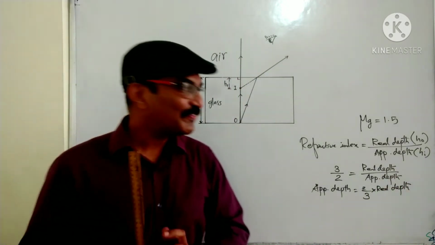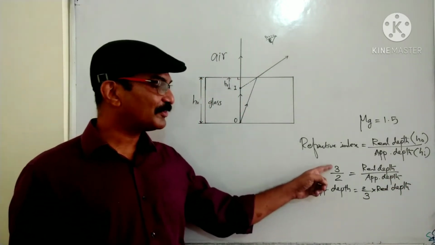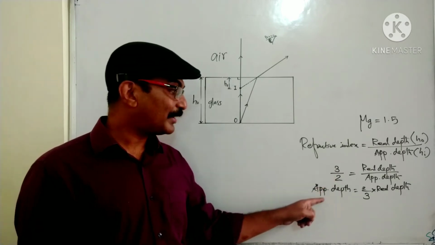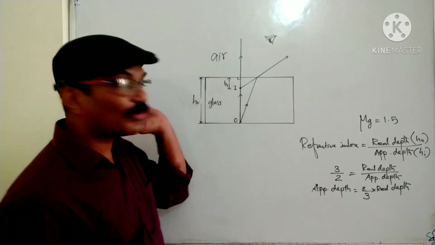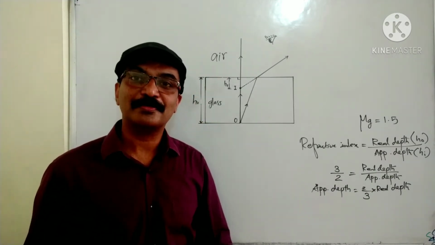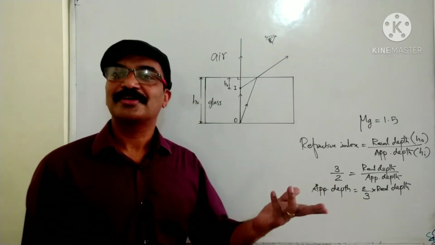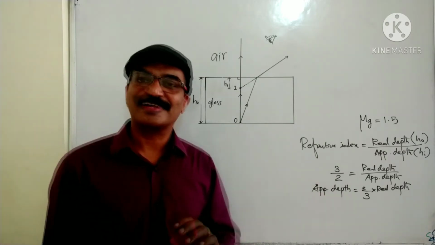That means if the refractive index of denser medium is 3 by 2, apparent depth is 2/3 of real depth. That condition is not satisfied here when I drew the diagram. So that was the error. Teacher quite naturally reduced 1 mark.